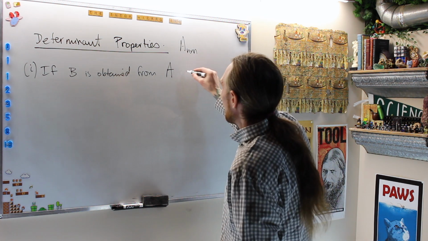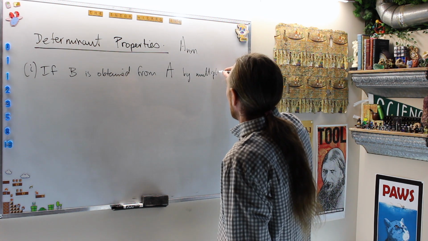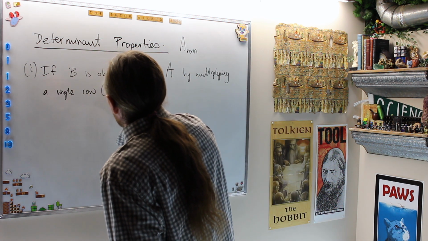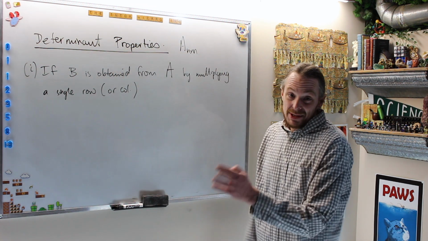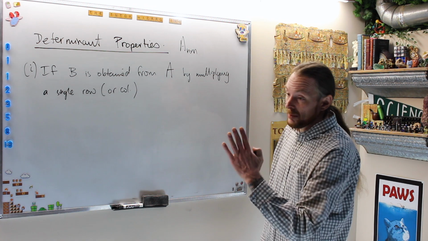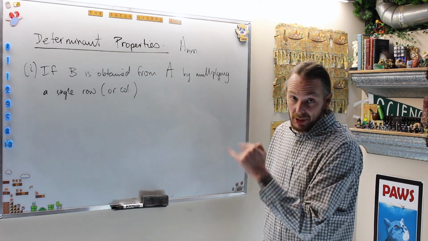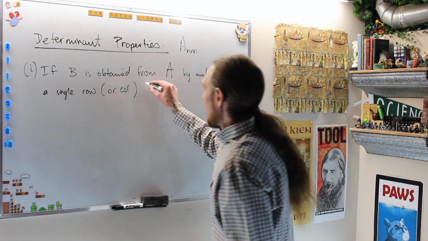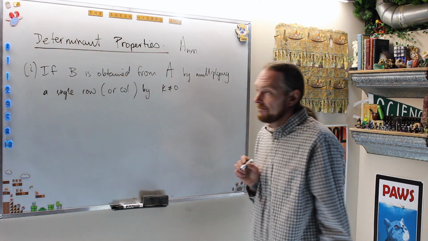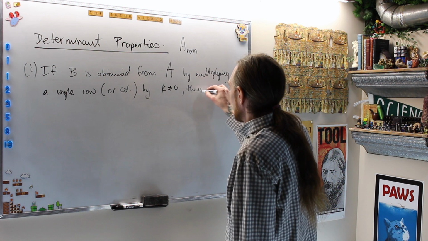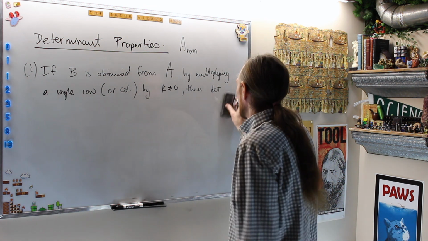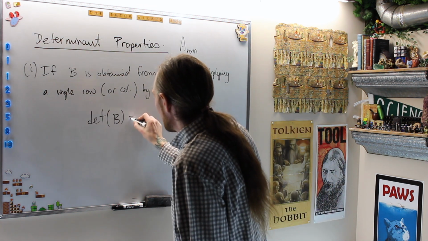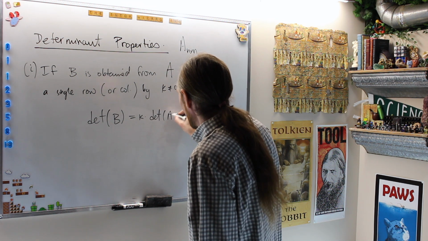If B is obtained by A by multiplying a single row or column, I would stick to row operations right now. So far you've been trained in row operations, but you can do it to columns now. This is not solving systems, this is computing a number algebraically with the determinant. So if we multiply a single row or a single column by k, then the determinant of B is equal to k times the determinant of A.